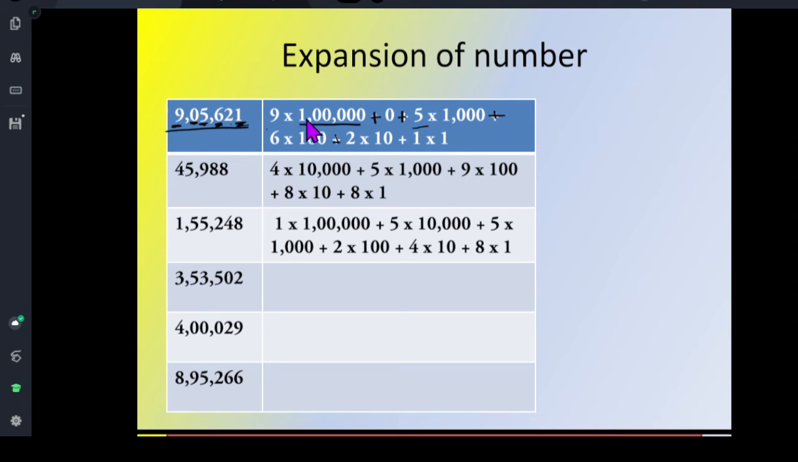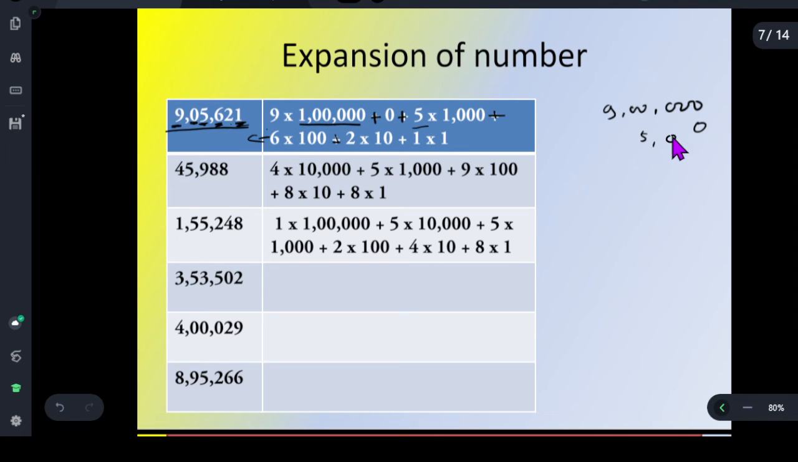If you multiply this and add, you will get this number. Let's check. If you multiply 9 into 1 lakh, that is 9 lakh. Now there is 0, so I will write 0. 5 into 1000, so I will write 5000 here. Okay. Then 6 into 100, that is 600. I will write here 600. Plus 2 into 10, that is 20. Plus 1 into 1, that is 1. So I will simply add this.